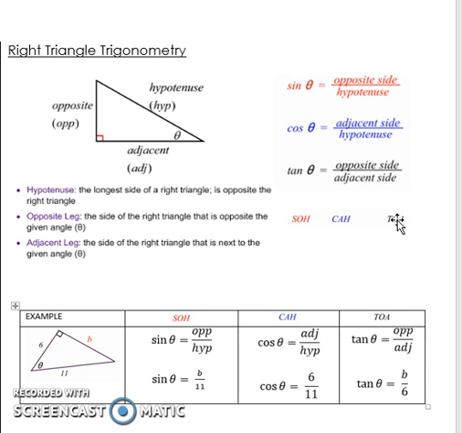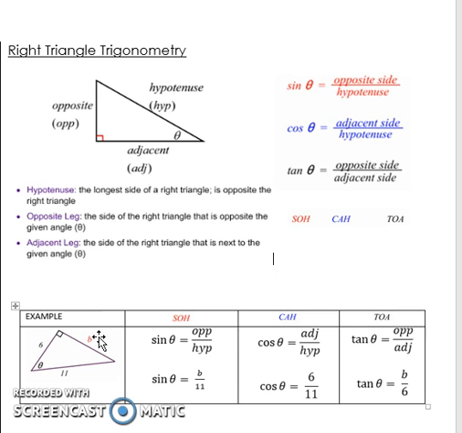Here we have a little phrase to help us remember the relationship of these trig ratios. So SOH CAH TOA, soak your toe. SOH for sine opposite hypotenuse, CAH for cosine adjacent hypotenuse, and TOA for tangent opposite adjacent. So if you're having trouble remembering, you can use this phrase to help you remember them.